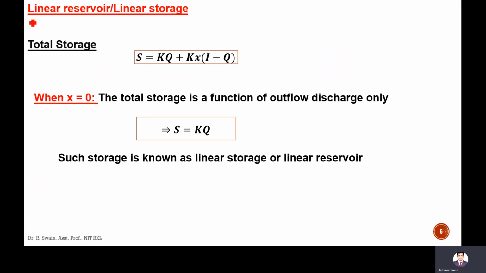Next is linear reservoir or linear storage. This is a particular case of the Muskingum equation: S is equal to K into Q plus Kx into I minus Q. If we put X equal to 0, as I told, the total storage will be a function of outflow discharge only, so S will be KQ. That means there is no weightage of inflow. In this situation, such storage is called linear storage or linear reservoir.